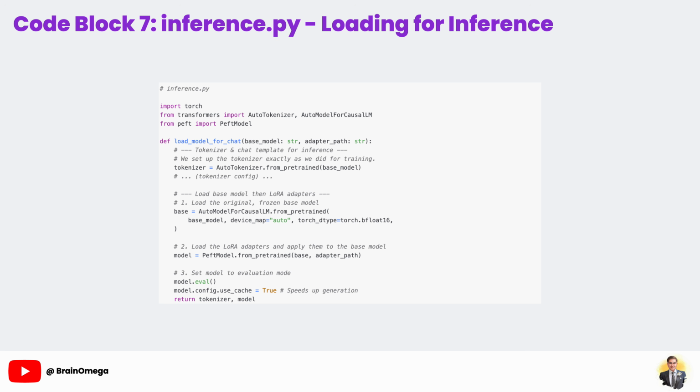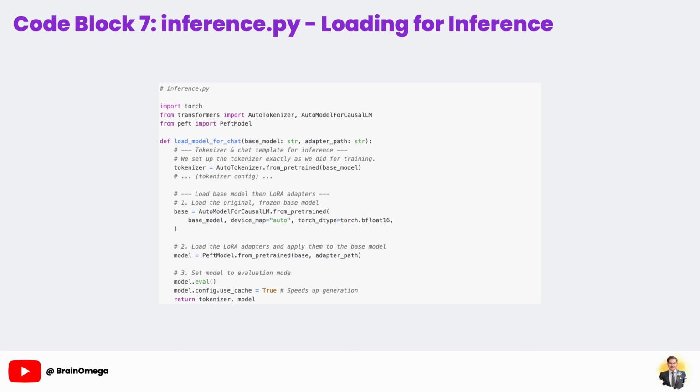Next comes the model loading, which is a two-step process. First, we load the original massive frozen base model, just like we did before training. Second, we use PeftModel.from_pretrained. This function takes the base model and the path to our saved adapter directory, and it loads our small fine-tuned LoRA weights and merges them into the base model's architecture. We now have a single model object that has the full power of Llama 3 combined with the specific alignment we taught it during DPO training.